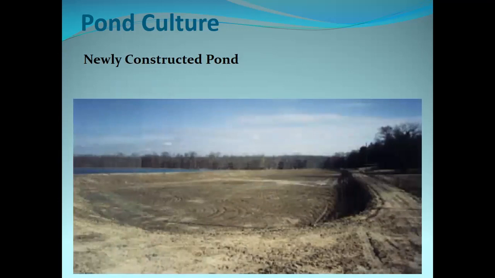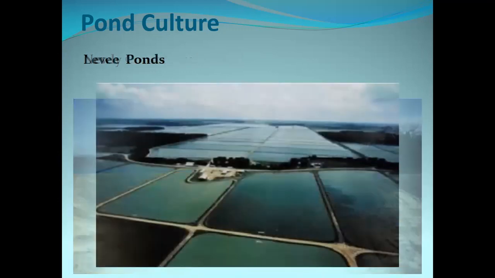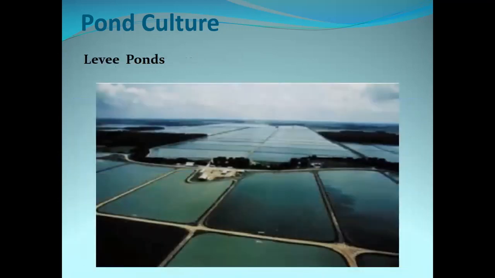This is what a newly constructed pond will look like. If we look far to the left, we're seeing something blue, so that's our existing pond. You see the levee or embankment in between the new pond and the so-called old pond. So this will eventually be filled as well. So these are how levee ponds look.